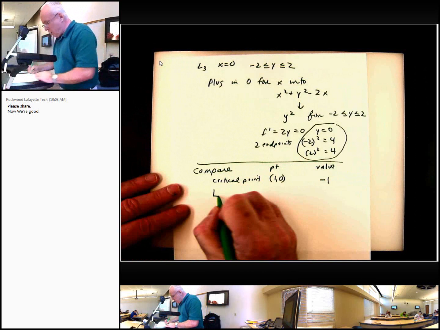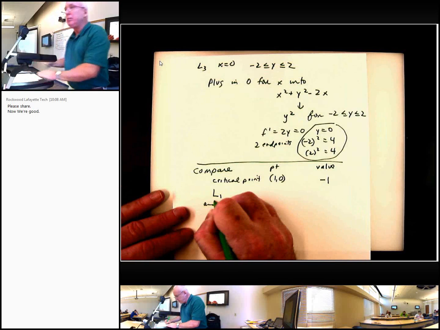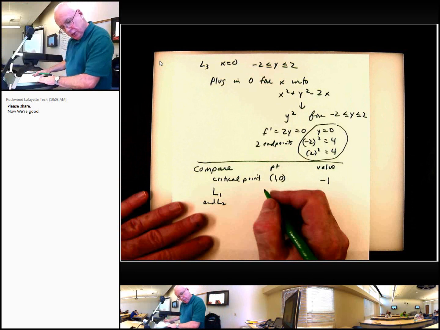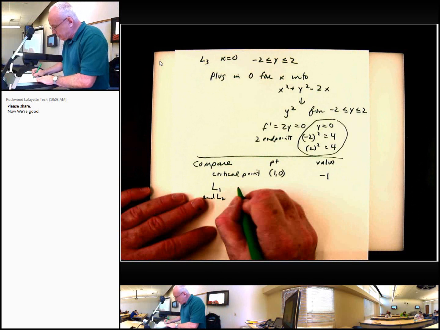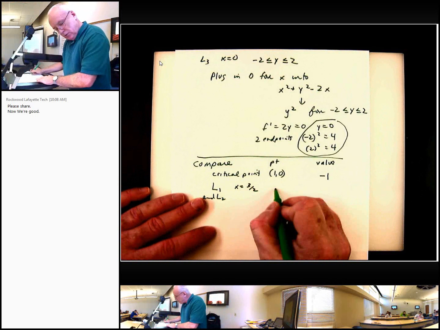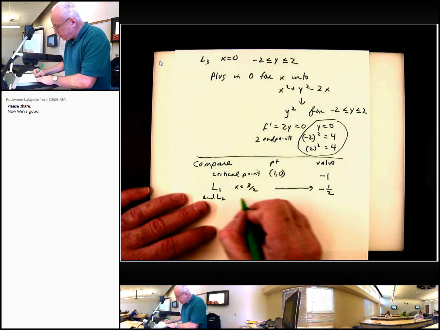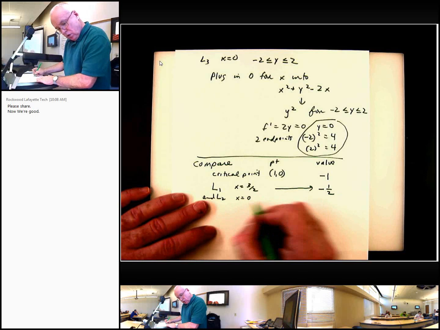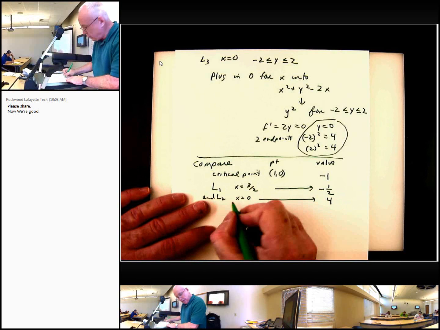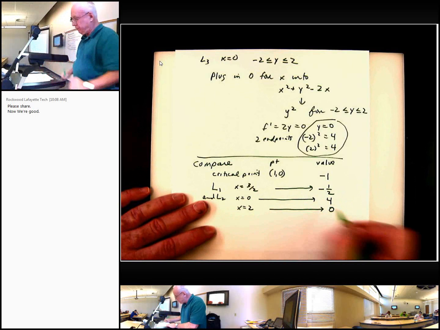Then on L1 and L2, remember we got the same results for either one of those. We found that when x is equal to 3/2, the value that we get was -1/2. And then at the endpoints, when x is equal to 0, we got a value of 4, and when x was equal to 2, we got a value of 0. All right.